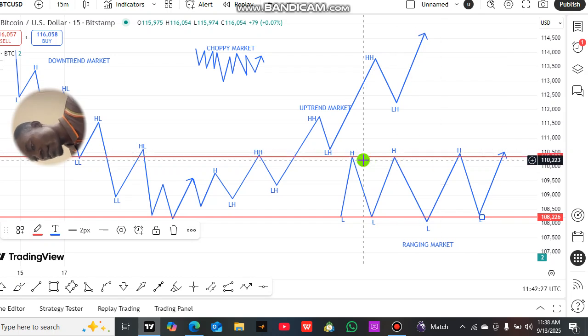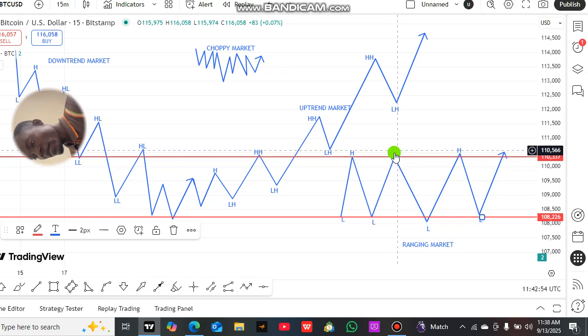What you do is wait for the market to hit the resistance level, then you look for a sell signal, and you sell the market. Then your target should be the support area. When the market reaches the support area and you see a signal for a buy, then you buy the market. Your target should be the high level, the resistance level.